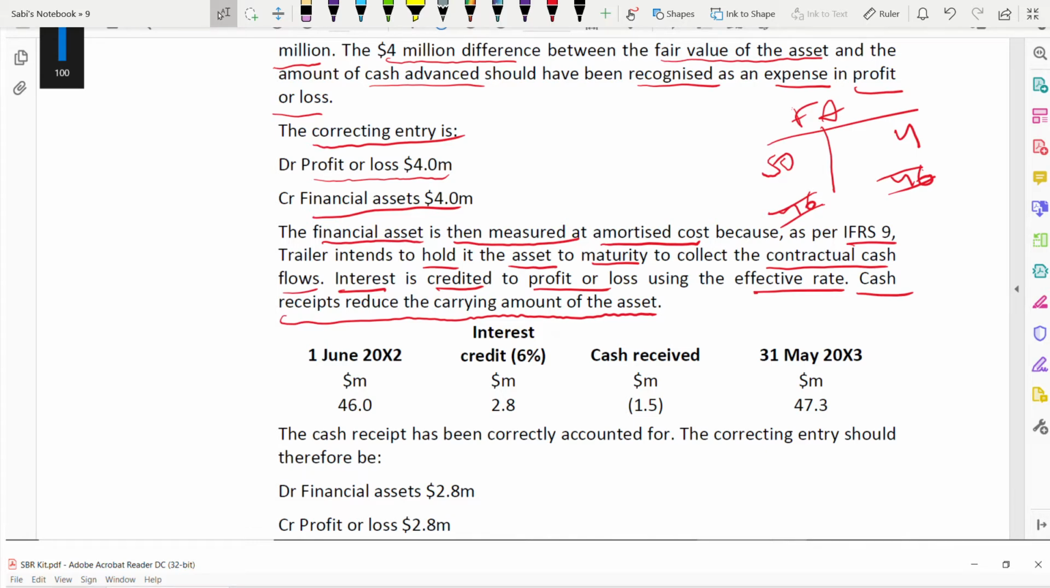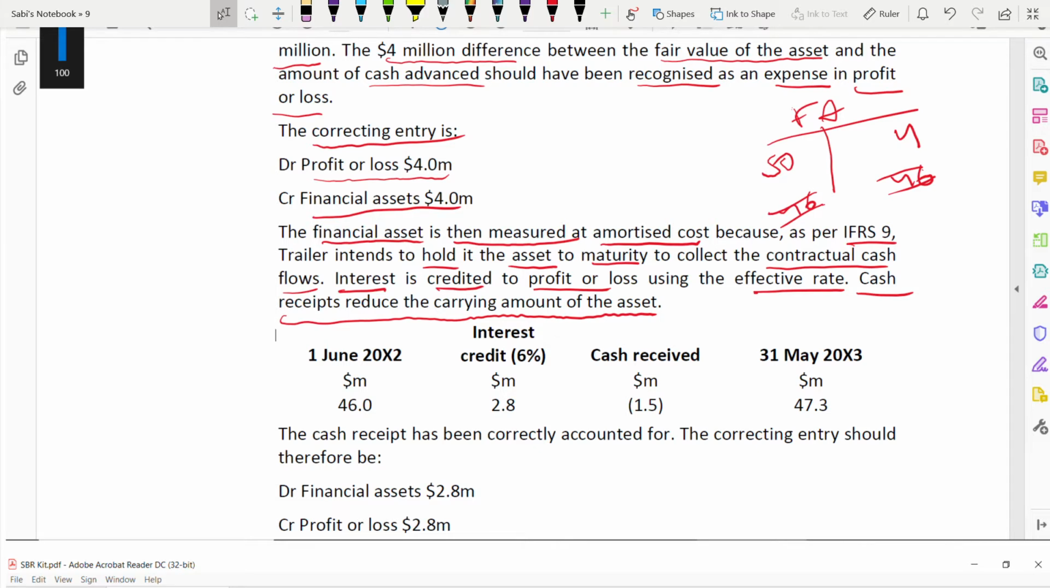Okay, and interest is credited because you are receiving the cash. That means the cash you are receiving is interest only. So that needs to be credited, right? When you receive something, interest received, it is credited, right? Credited where? P&L, because income is always credited in the P&L. So interest is credited to P&L using what rate? Effective rate. Now cash receipts reduce the carrying amount of the asset.